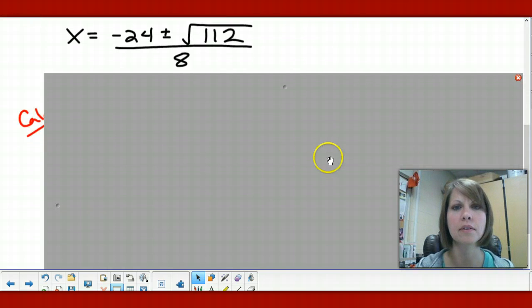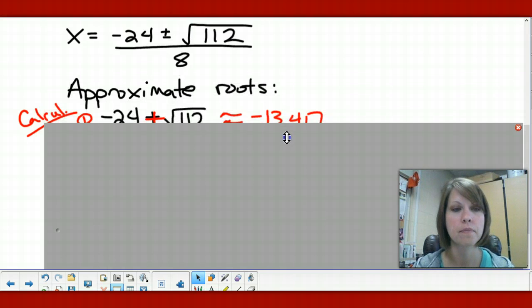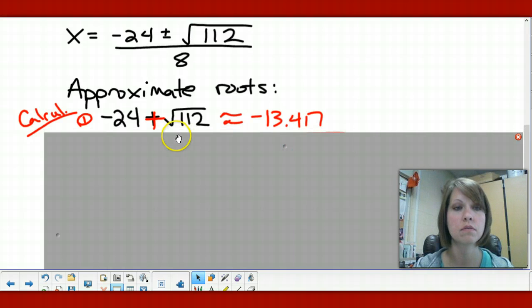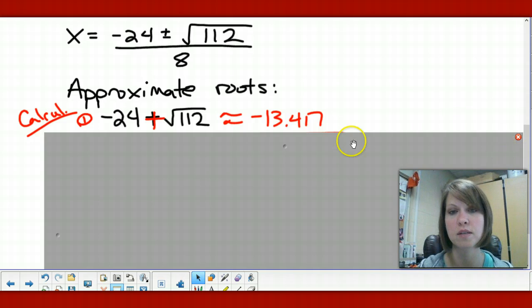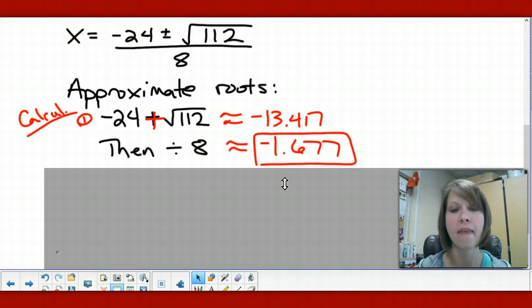Okay, so how do we use the calculator to do that? I want you to do it in 2 steps. To find the first root, you're going to do the numerator first, negative 24 plus the square root of 112. And you have this decimal. I've written it rounded to the thousandth place, but you need to leave that long on your calculator until you are totally finished with this part of the problem. So the screen says negative 13.417, but my calculator has a much longer decimal than that. After you get that, then divide by 8. And that will give you your first root, negative 1.677.